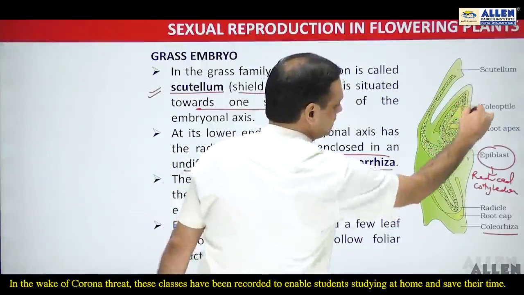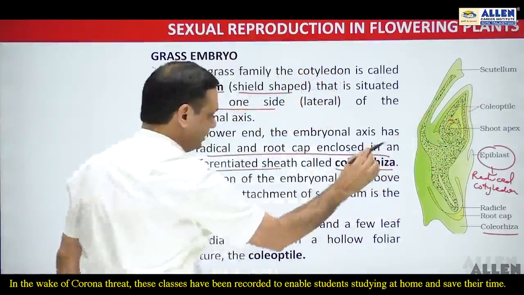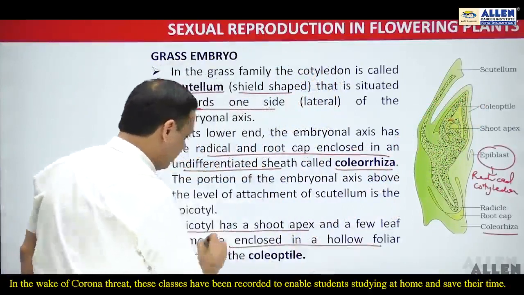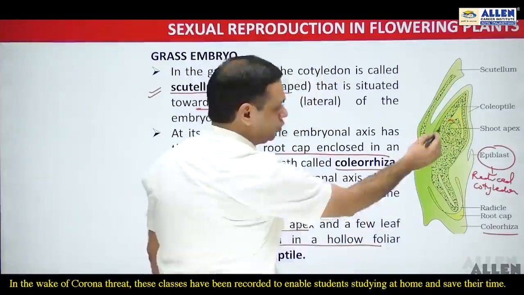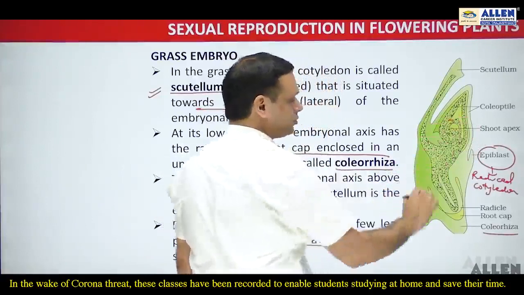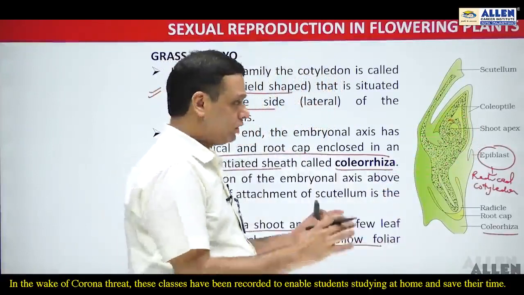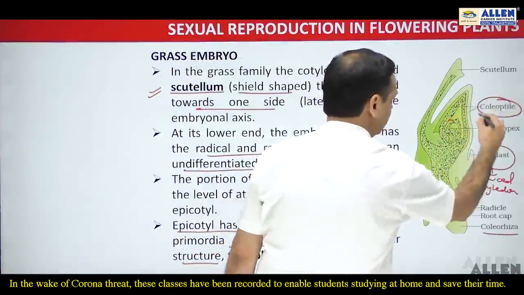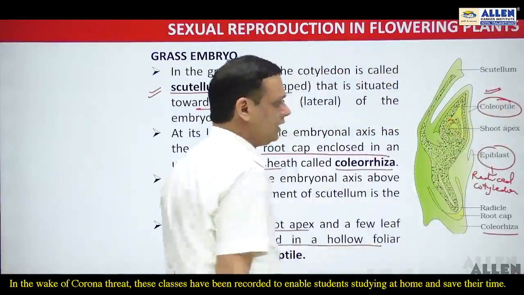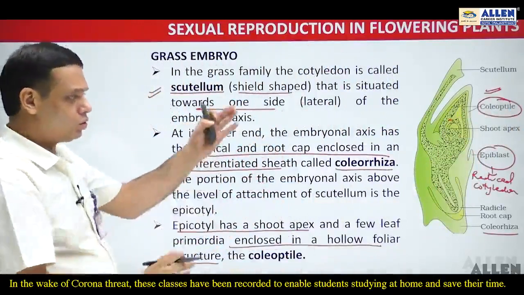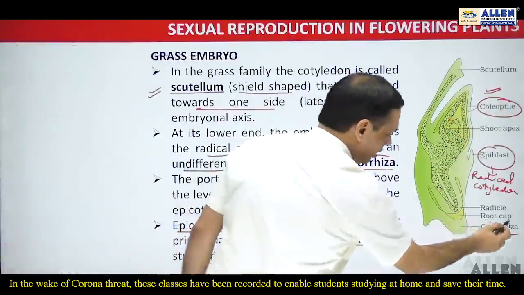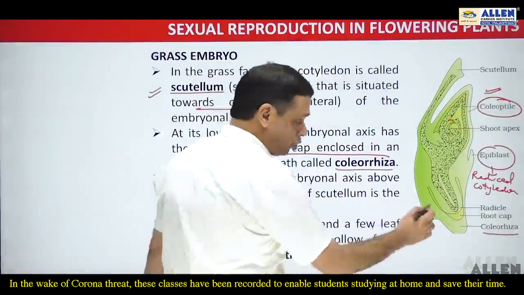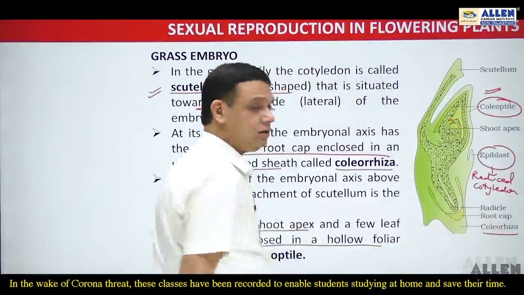This shoot apex is enclosed in a hollow foliar structure. The shoot apex and the leaf primordia are surrounded by a protective covering or protective sheath, which is known as coleoptile. Very important. So coleoptile protects the shoot apex, while the coleorhiza is an undifferentiated protective sheath that covers the radicle and root cap part.